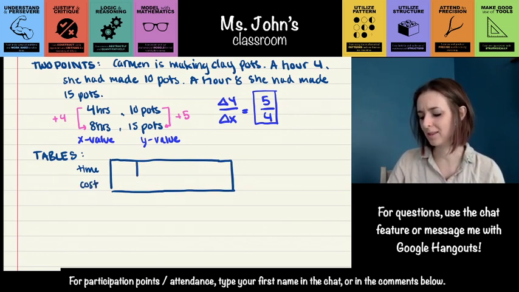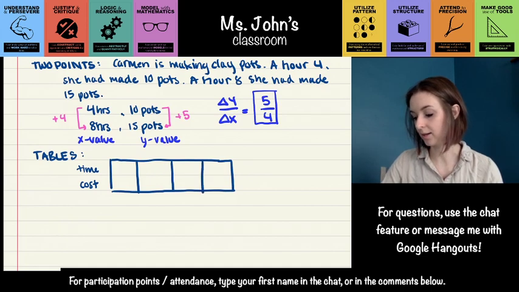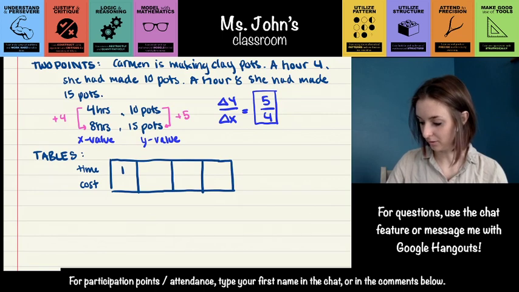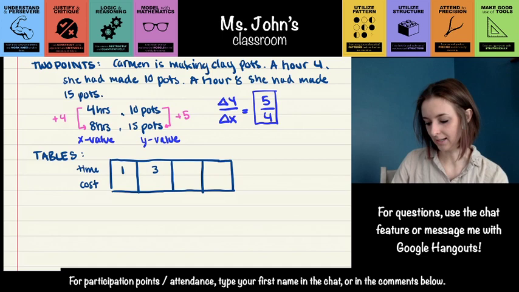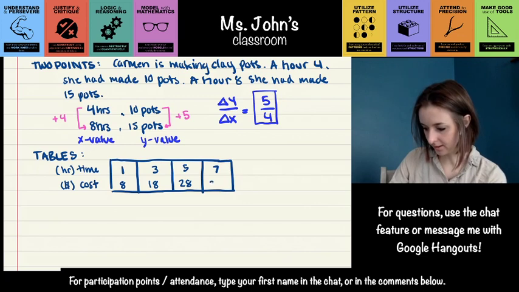For example, maybe this one's about renting a bouncy house for a certain amount of time, or a venue maybe for a party. So these are going to be in hours. Time is in hours, and cost is in dollars. So for 1 hour, it's $8. For 3 hours, it's $18. For 5 hours, it's $28. And for 7 hours, it's $38.